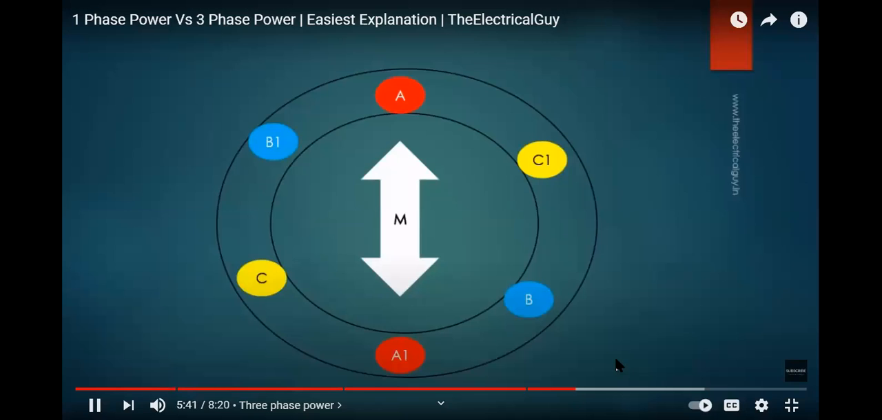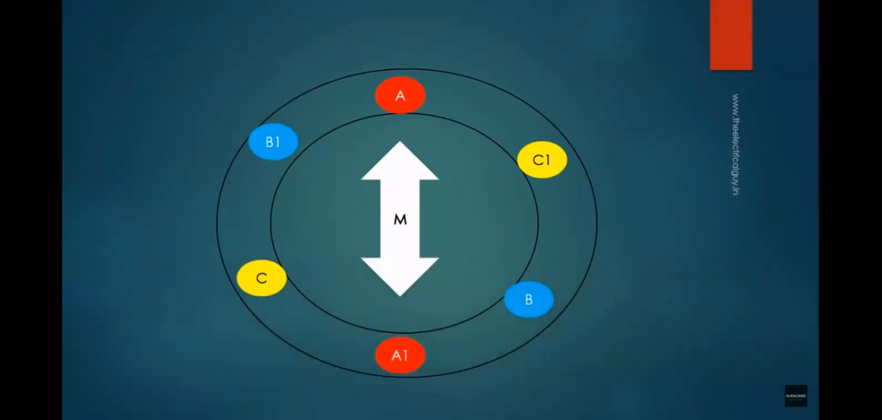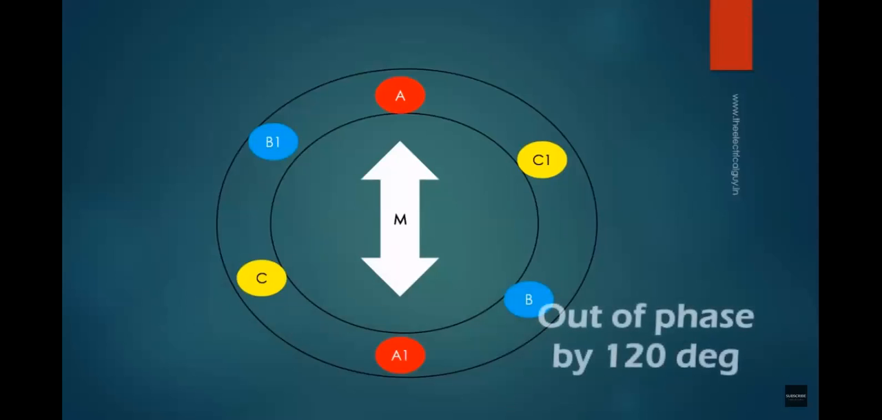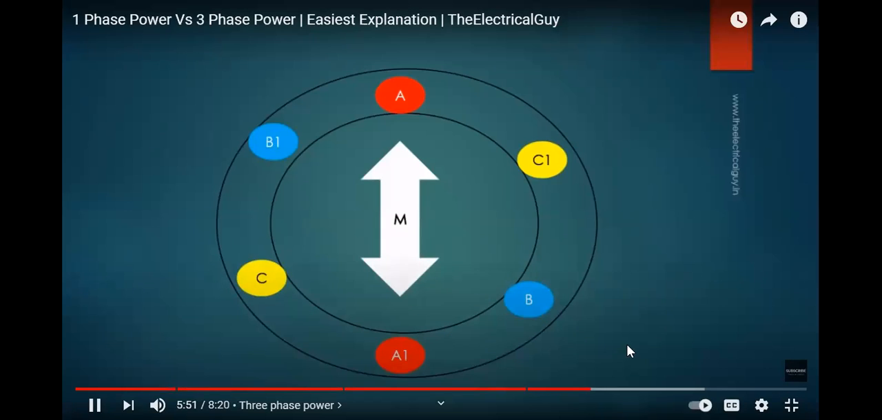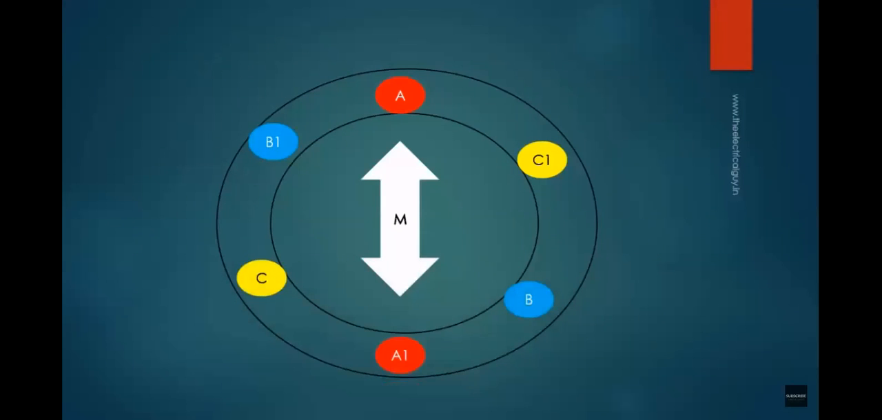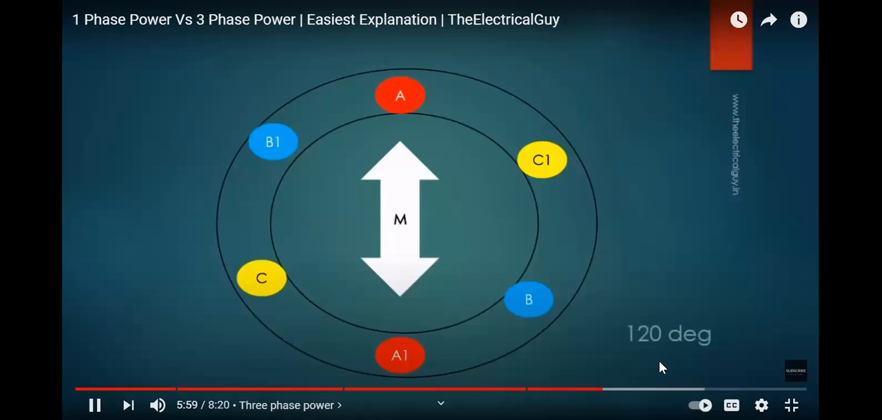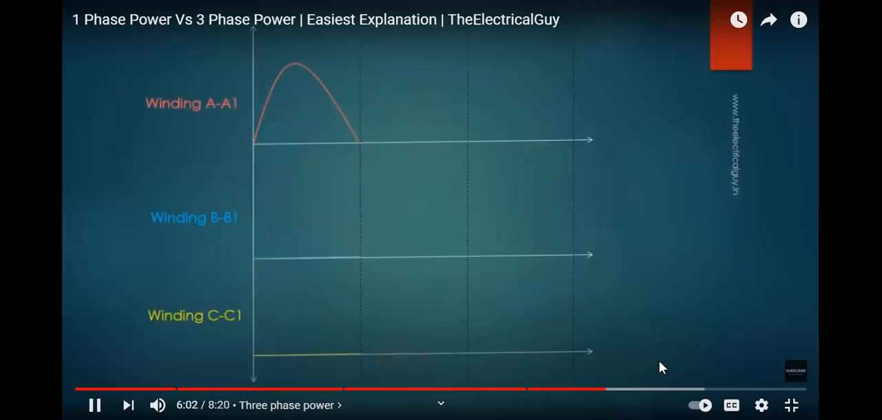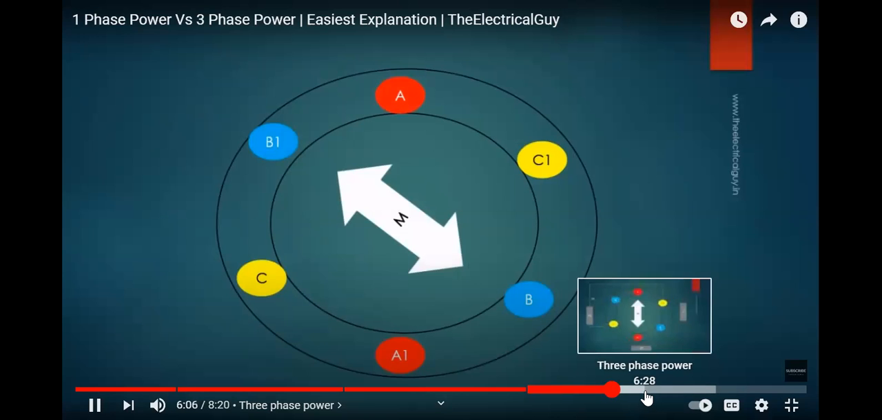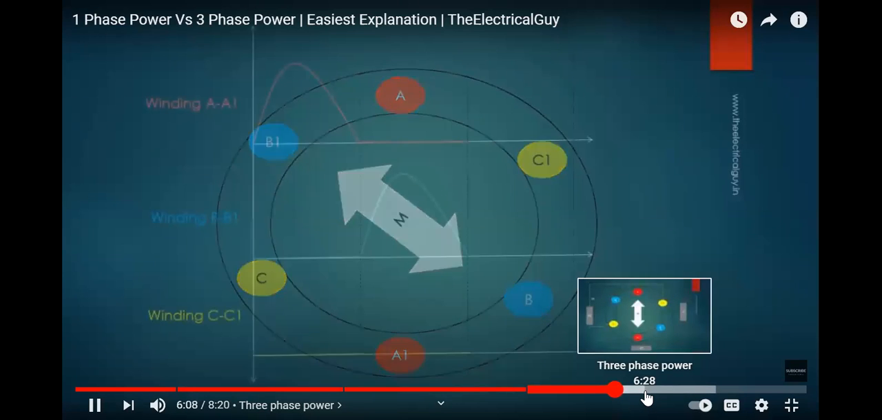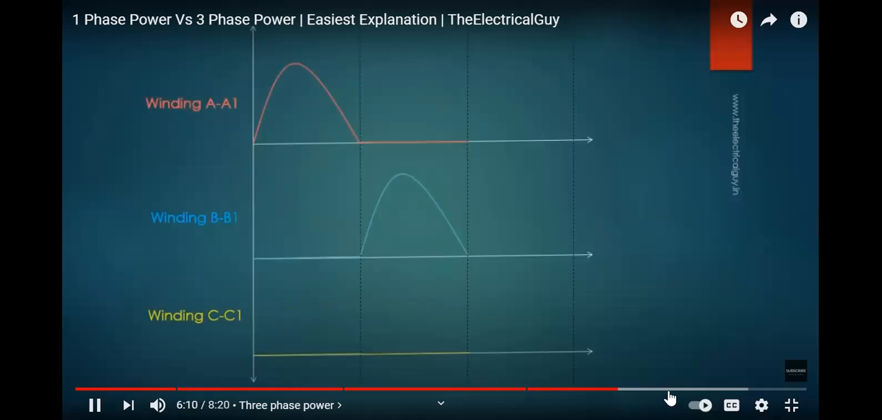As we have placed windings 120 degrees apart from each other, the voltages induced in the three phases will also be out of phase by 120 degrees. Or simply, each voltage will reach its peak value after 120 degrees. Let me make things more clear. When the magnet is in the position shown, voltage across winding A1 is maximum. When the magnet rotates by 120 degrees, the voltage across winding B1 is maximum.